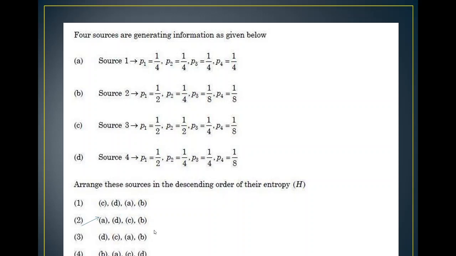Arrange these sources in the descending order of their entropy. Option first, CDAB; option second, ABCD; option third, DCAB; and option fourth, BACD. And the correct answer is option second, ABCD.